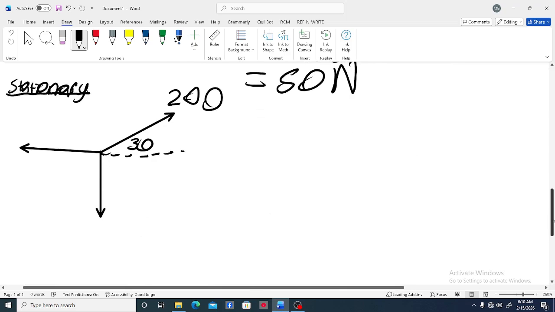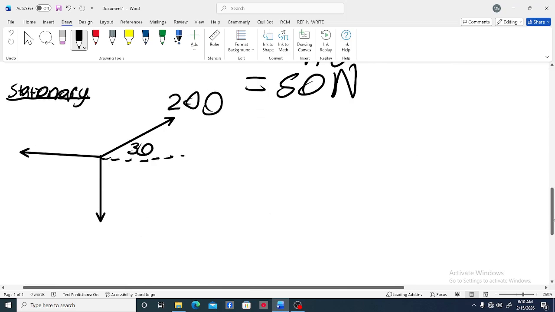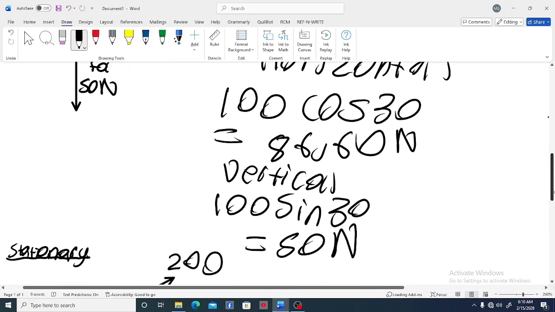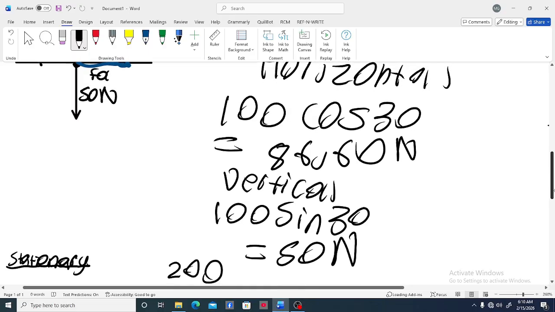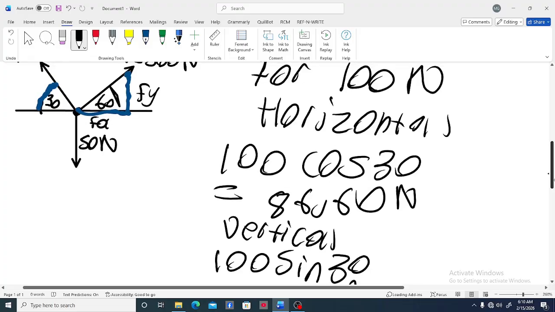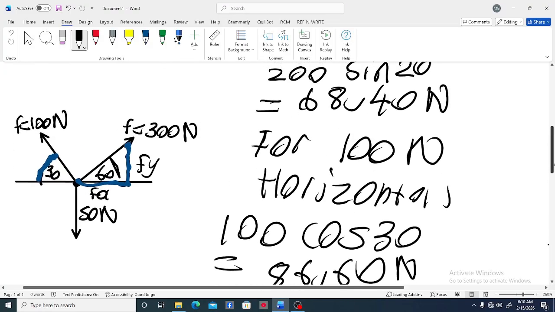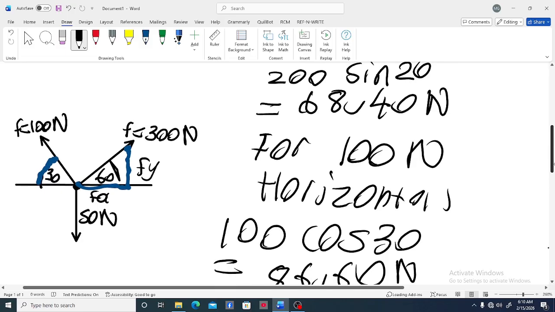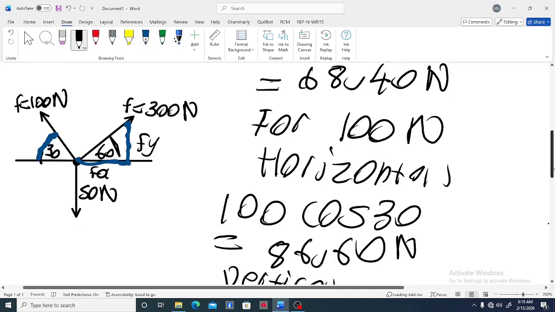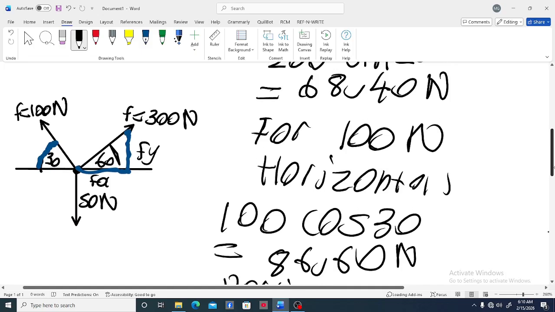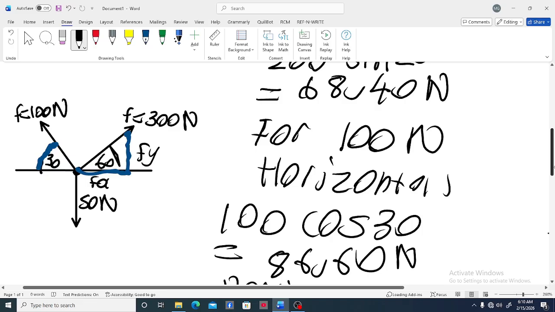Here's the last diagram, but let me go up before. Maybe I moved too quickly. So for the 100 newton force, the vertical component is 100 sine 30, and the horizontal component is 100 cos 30. And then for the 300, remember, you just say 300 cos 60 for the horizontal, and 300 sine 60 for the vertical.